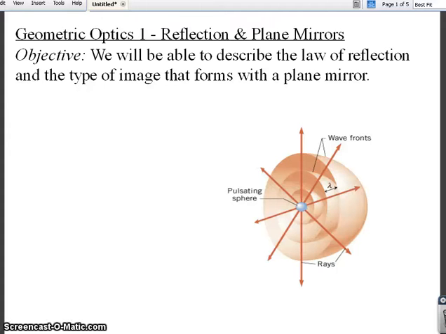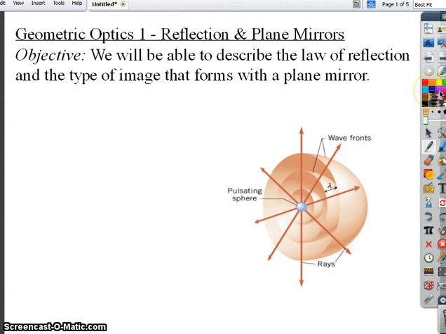Good morning, class, and welcome to this lesson on Geometric Optics 1, Reflection and Plane Mirrors. Today, we will be able to describe the law of reflection and the type of image that forms with a plane mirror. Okay, so we're going to describe a law here, we're going to talk about what plane mirrors are, and a whole lot here. So let's just get started.